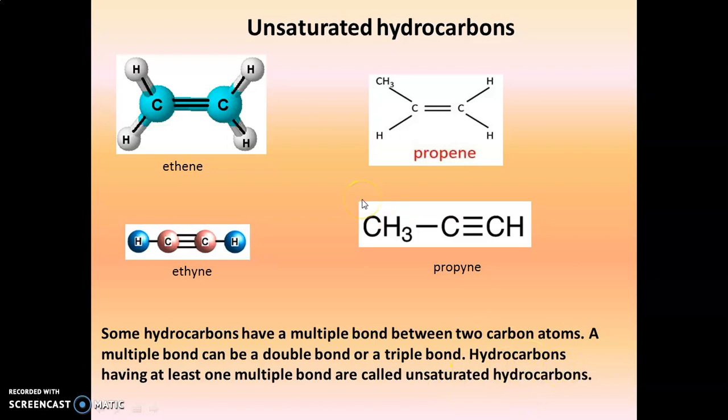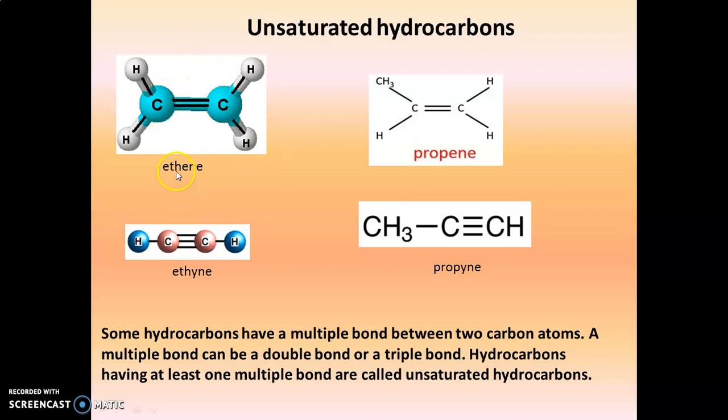Now here you have to remember, children, that the double and the triple bonds form only between carbon and carbon atoms. They do not form with hydrogen, because hydrogen has only one electron to share. So it is always going to form a single bond. So double and triple bonds will form in the case of carbon atoms.